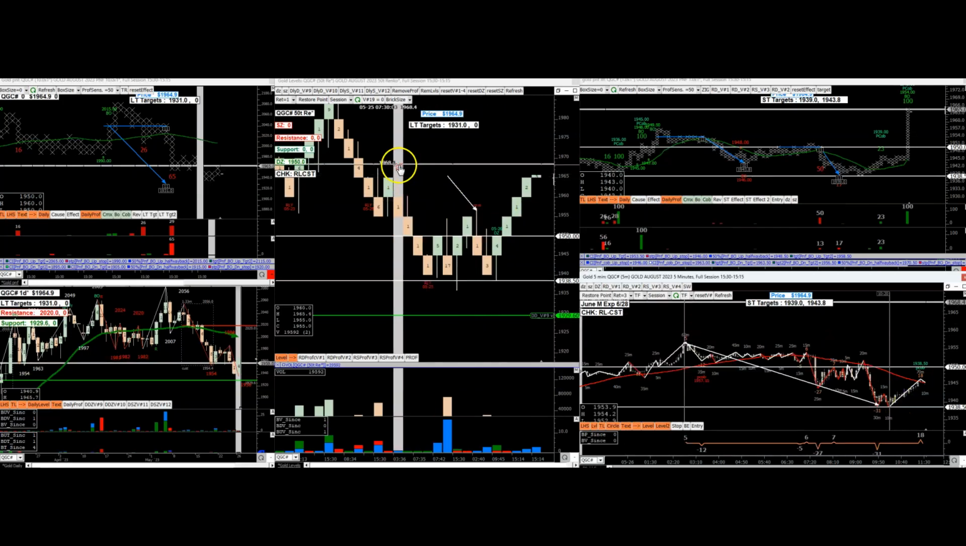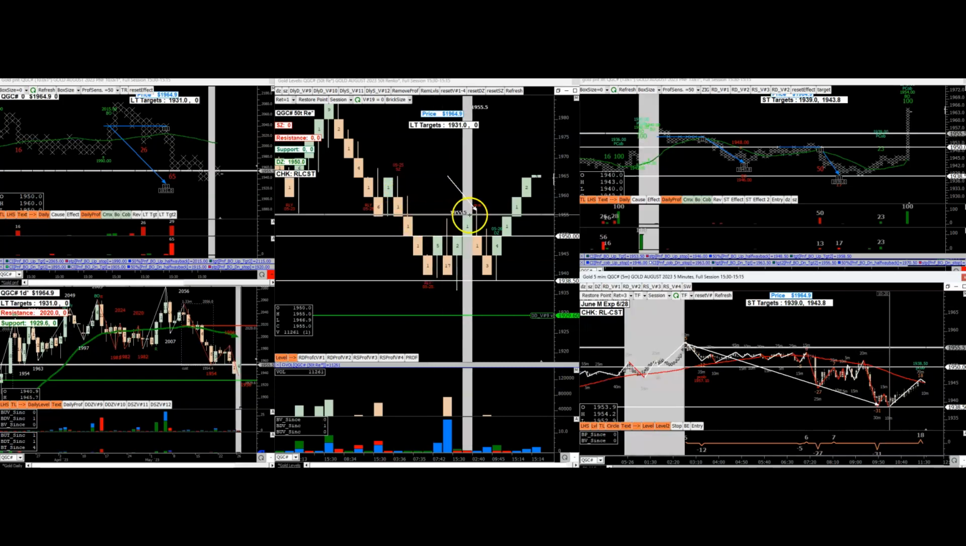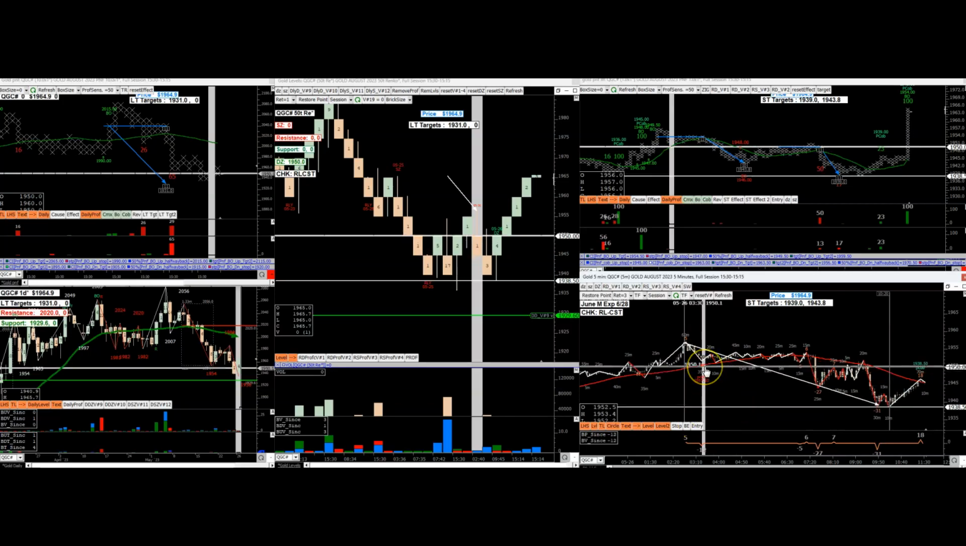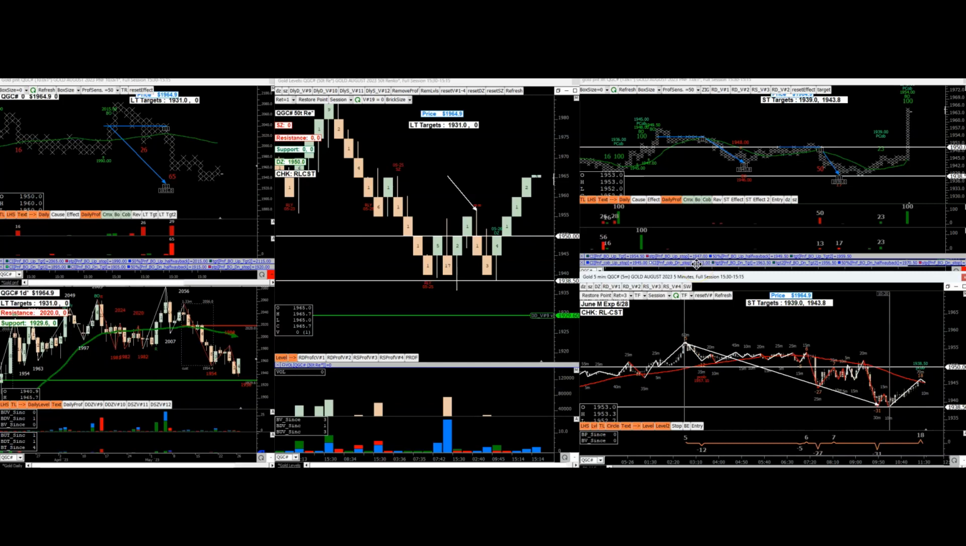Off where? Off this supply area right here, which was tested right there, which looks like this on the lower time frame. And basically fell. Okay? Alright, that's all folks.